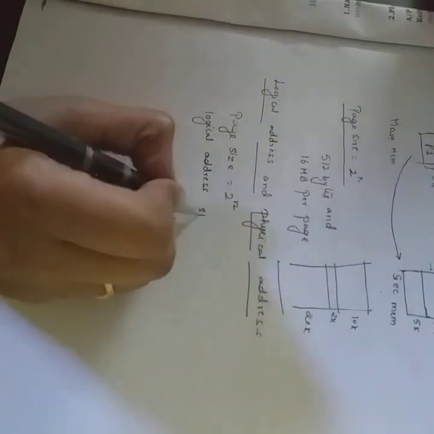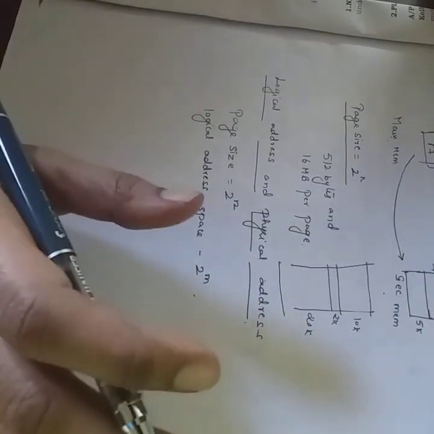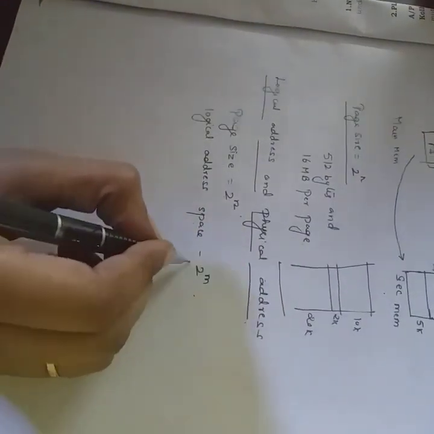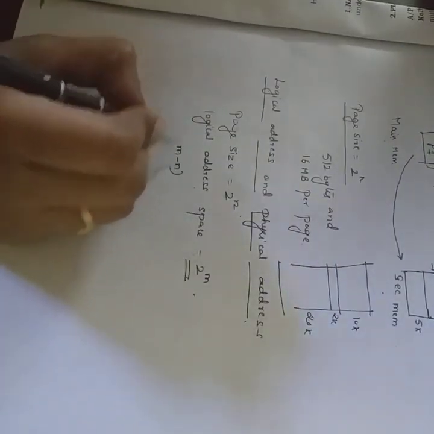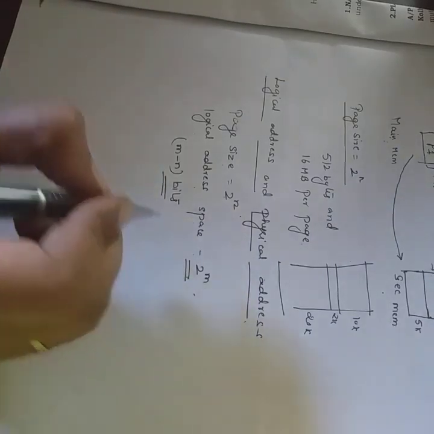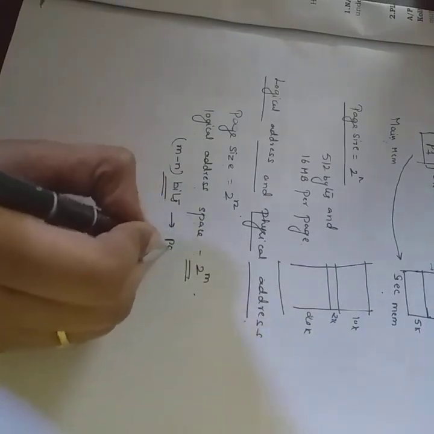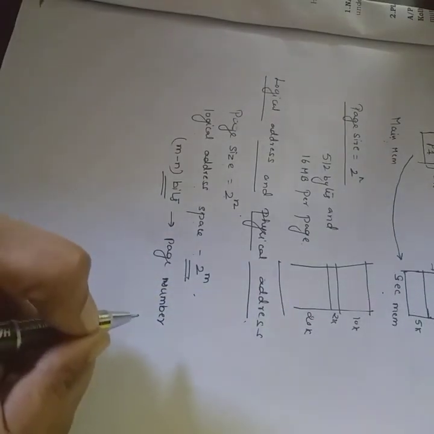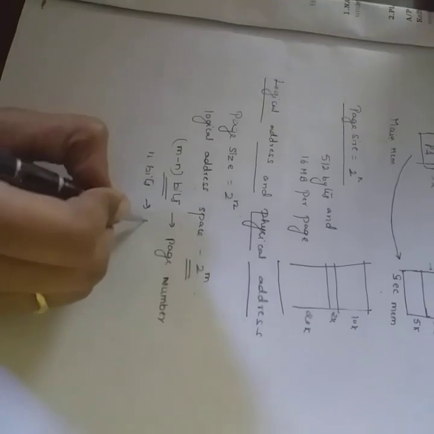address space is equal to 2 power m. Okay, have you understood this one? Page size is 2 power n and logical address space is 2 power m. Then what happens? The higher order m minus n bits, they are used to designate the page number, whereas the lower order n bits act as offset.